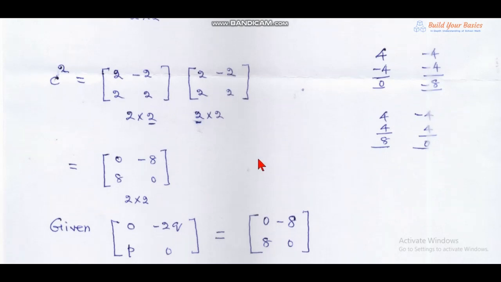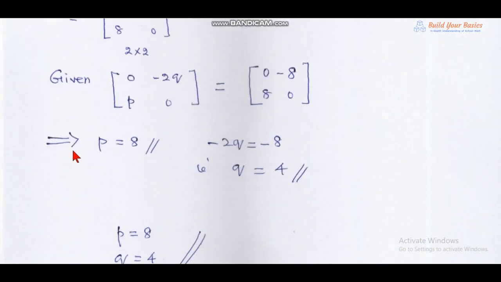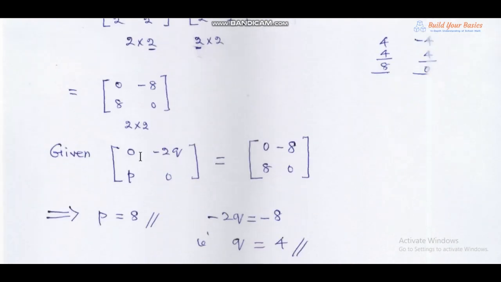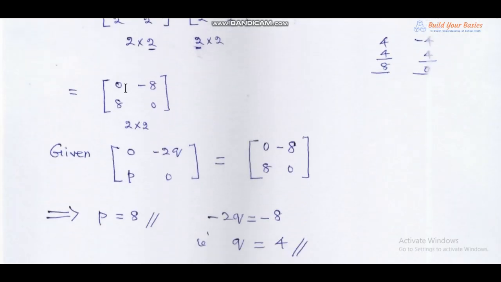What is given in the problem? BA equal to C squared. We have calculated BA. We have calculated C squared. So BA equal to C squared. In other words, [0, minus 2Q; P, 0] is equal to [0, minus 8; 8, 0]. That is, BA is written here, C squared is written here. The two matrices are given to be equal. The corresponding elements must be equal.